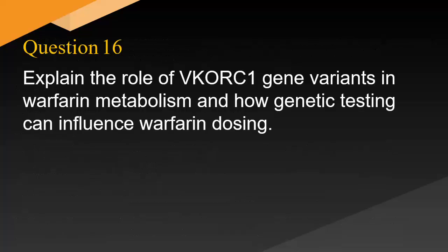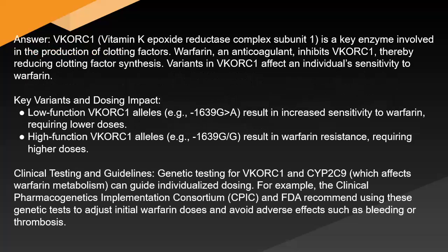Explain the role of VKORC1 gene variants in warfarin metabolism and how genetic testing can influence warfarin dosing. Answer: VKORC1, vitamin K epoxide reductase complex subunit 1, is a key enzyme involved in the production of clotting factors. Warfarin, an anticoagulant, inhibits VKORC1, thereby reducing clotting factor synthesis. Variants in VKORC1 affect an individual's sensitivity to warfarin.